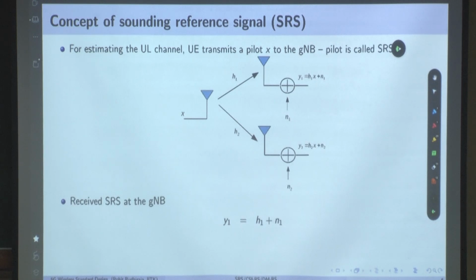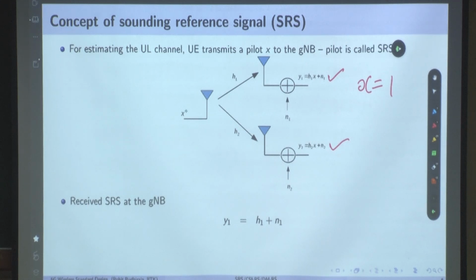Now what have I done here? To make our life easy, I set x as 1, because this is a pilot signal, so I can set it to anything, 1 or minus 1. So this is the received signal at the first antenna, and this is the received signal at the second antenna. For the sake of convenience I have set x as 1 because it is a pilot signal and it is known both to the transmitter and receiver.